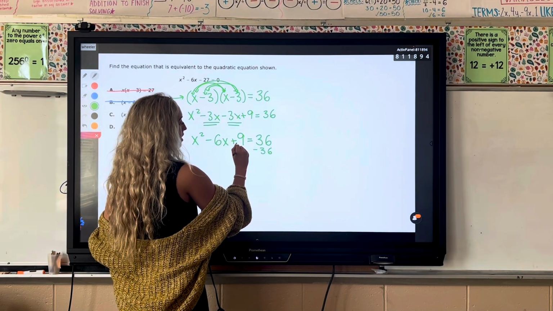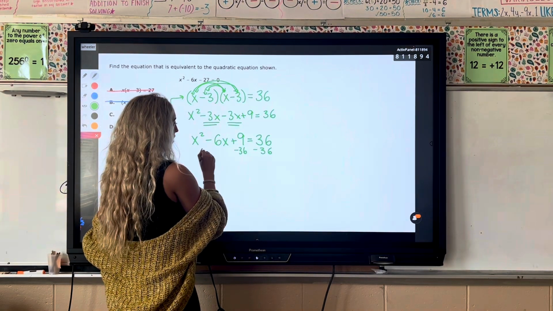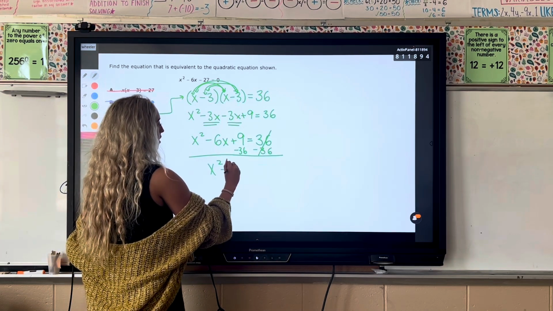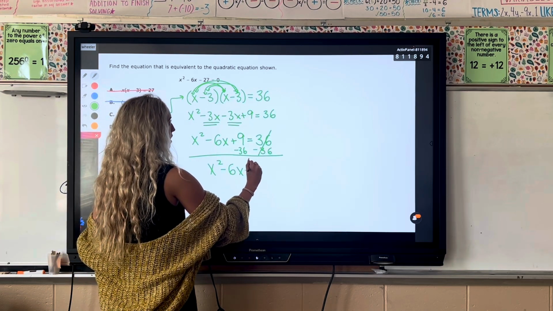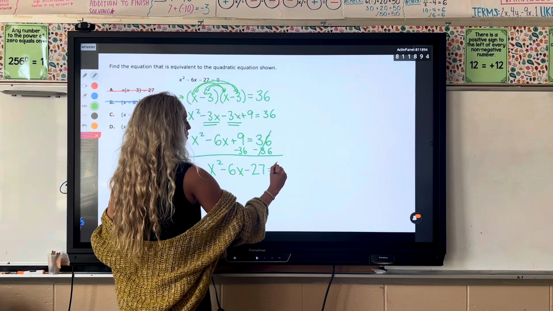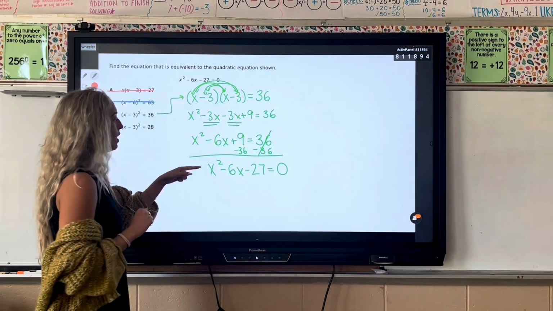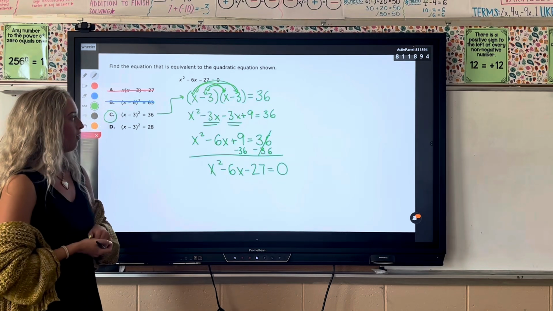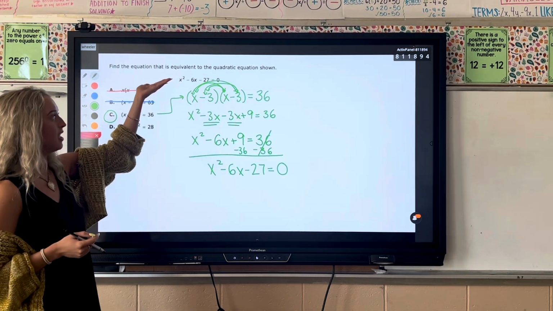In order to do that, I'm just going to use inverse operations. So I will subtract 36 from both sides. Over here, it's going to give me a 0. And on this left side, 9 minus 36 is indeed negative 27. So we have found the correct option. C has to be our correct choice because when I expand, I get the exact same thing.